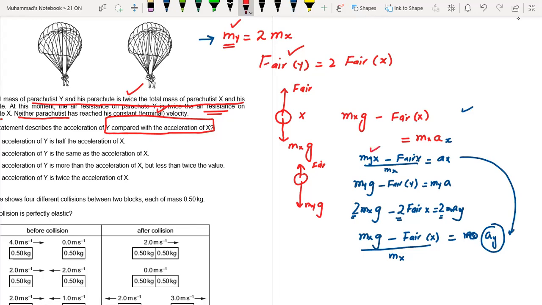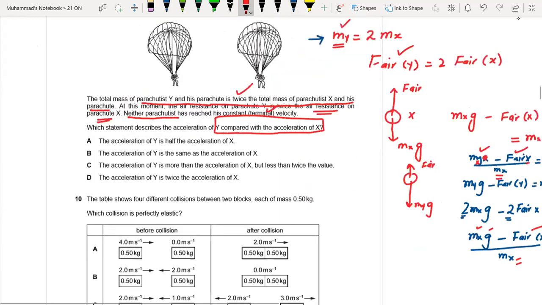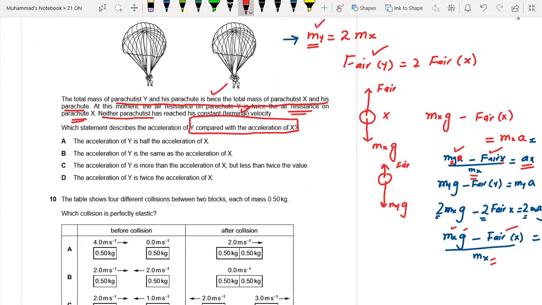Mass of X times g minus air resistance of X over mass of X gives you acceleration in Y, and acceleration in Y and acceleration in X are equal. So acceleration of Y is the same as acceleration of X, so B is the correct option.